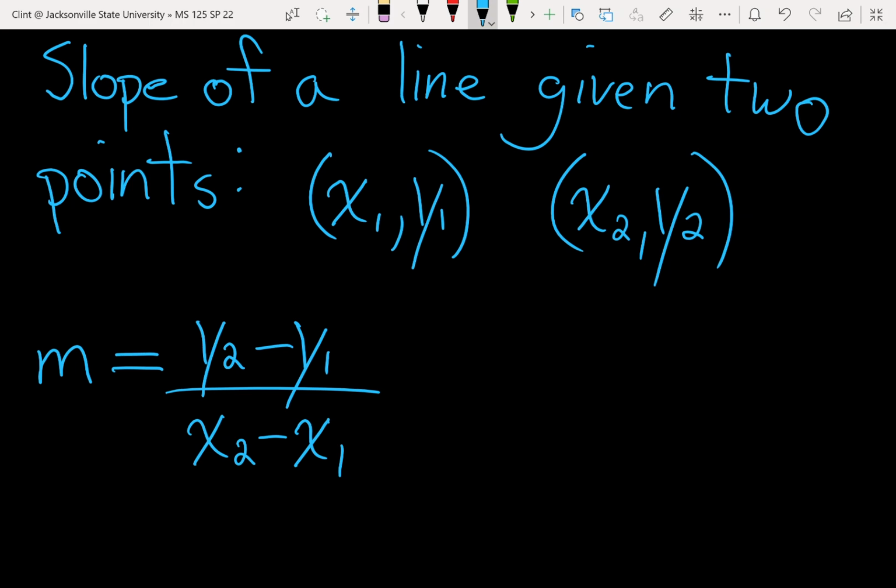And sometimes we call this rise over run. If we're thinking about a graph, we're thinking about how much it rises left to right, or how much the y coordinates change, compared to how much it runs, or how much we change horizontally. Rise over run. That's one thing.